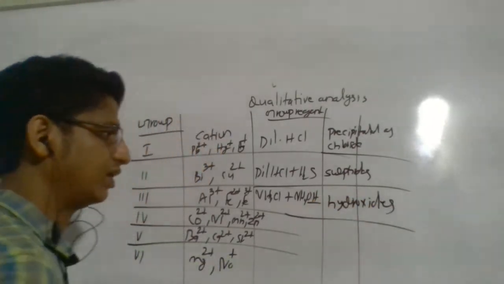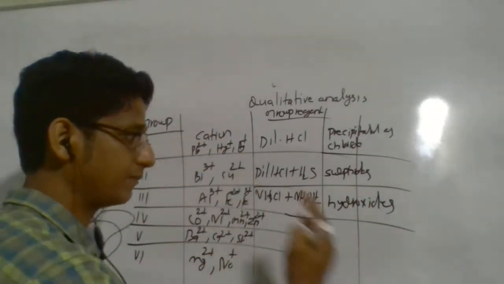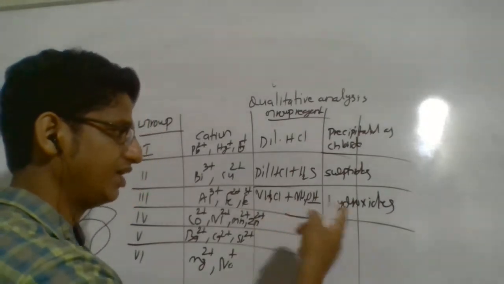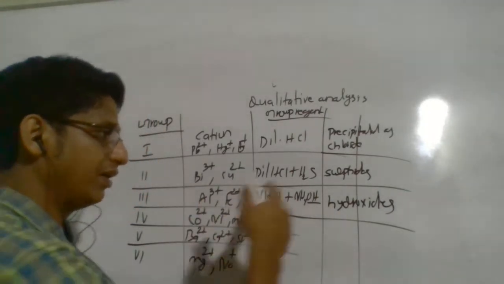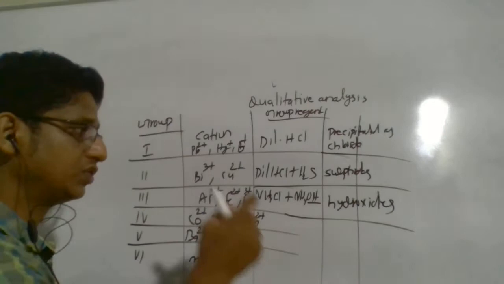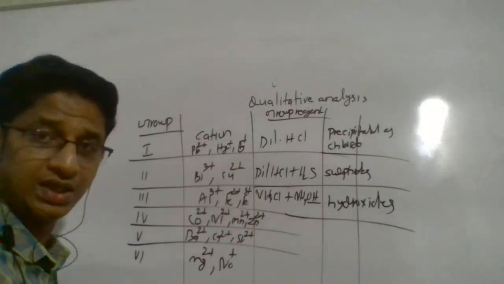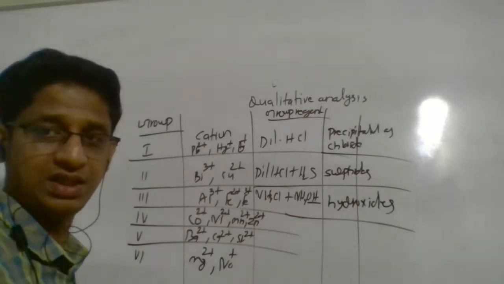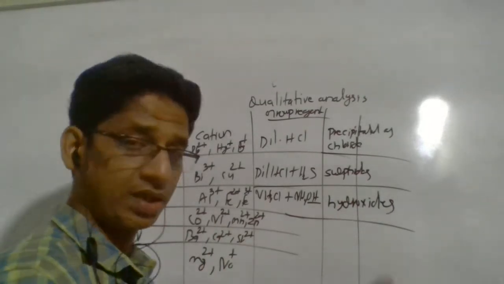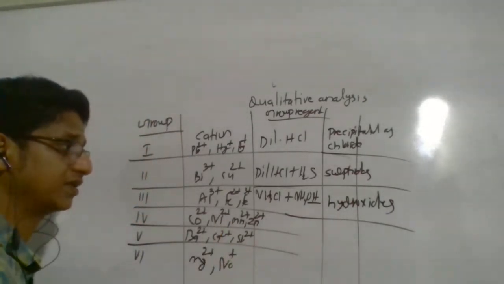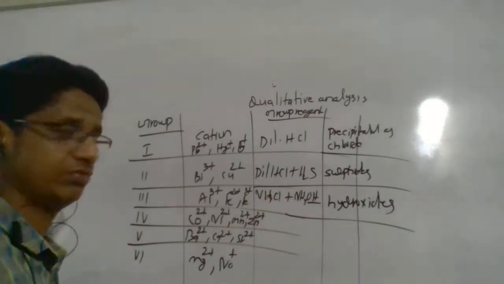After addition of ammonium hydroxide, the corresponding metal hydroxide precipitates. Remember, it's very important: first you add ammonium chloride, then ammonium hydroxide. Why? I will discuss that in the common ion principle. The common ion effect is there, and I will discuss what's important there.